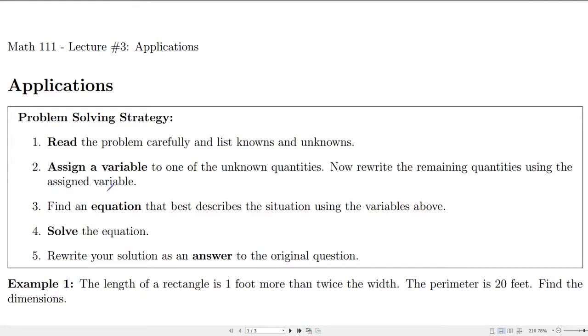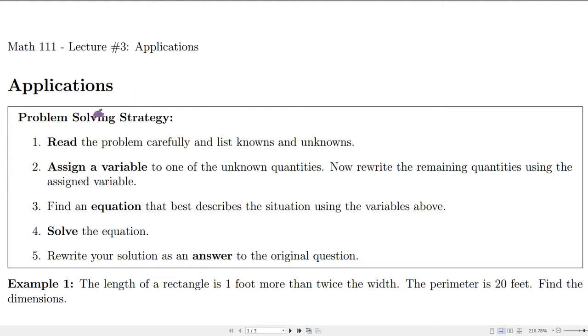All right, so our third lecture is on applications, and I highly encourage you to read your books in this particular section because there's a lot of examples in there that are very good, and we're going to follow the same model that's used as a problem-solving strategy in the textbook to solve similar problems. Okay, so what is the problem-solving strategy that's presented here?